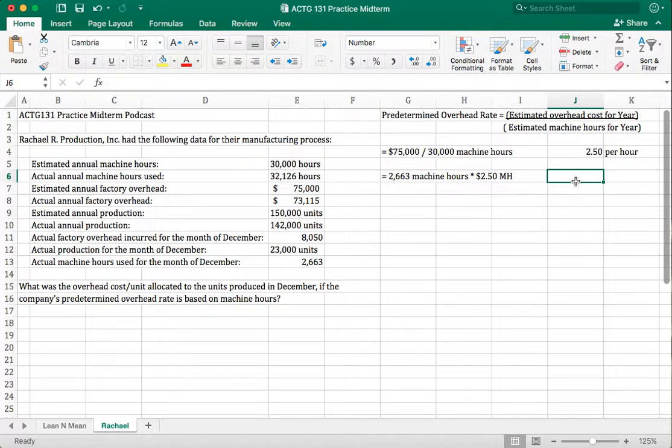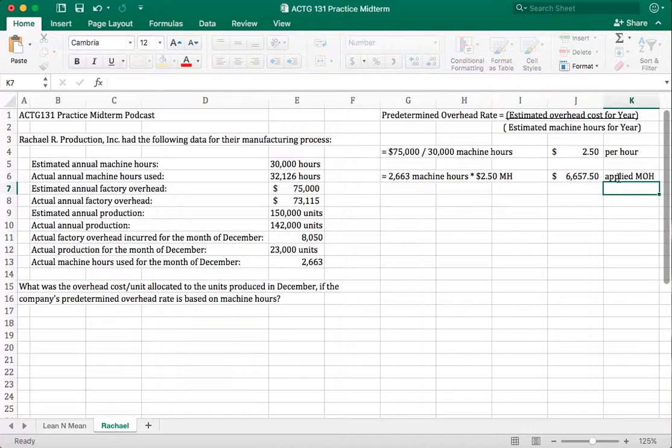All right, so let's do that. We have the 2,663 multiplied by $2.50, and this is the dollar amount of the applied overhead. Let me put that here: applied manufacturing overhead.